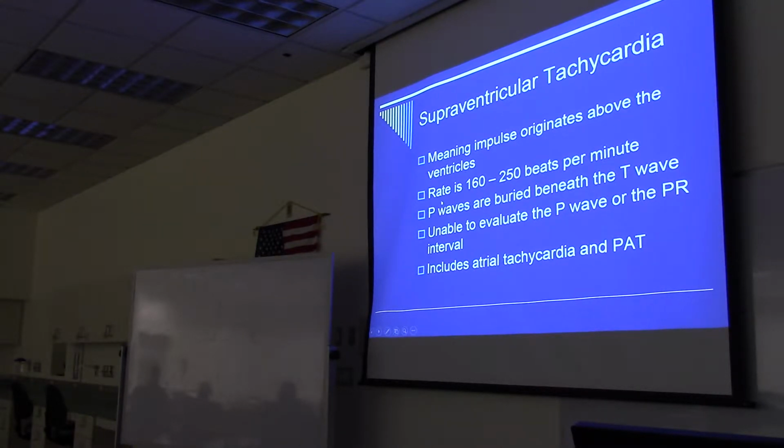The rate is going to be between 160 and 250 beats per minute. So that's too fast to come from the SA node. So we know it didn't come from the SA node. So somewhere else in the atria or even near the AV node, there's an irritable area initiating additional impulses.